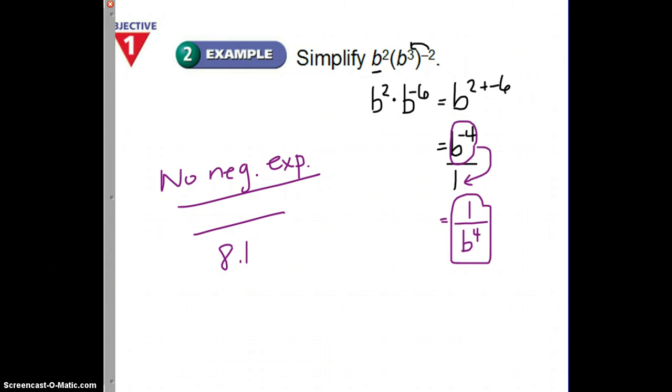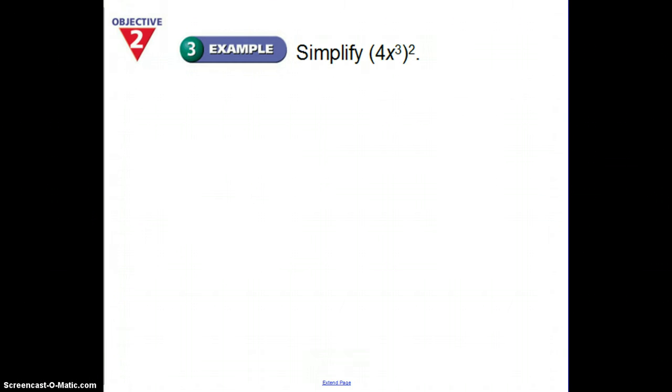Okay, let's see if we can do one more maybe. In this next one, what I have inside is 4 times x to the 3rd. Now 4 does not have an exponent, so I'm going to add an exponent of 1 there. And I have 4 and x that are my bases. They're going to remain my bases, at least at the beginning. And I'm going to have to distribute this 2 to both of these exponents. So 2 times 1 is 2. 2 times 3 is 6.